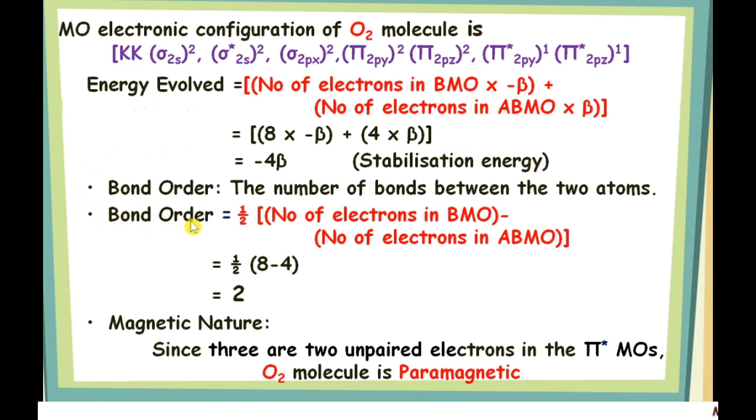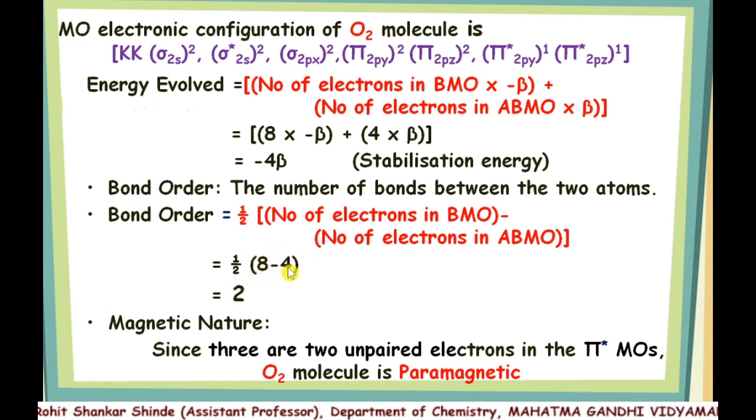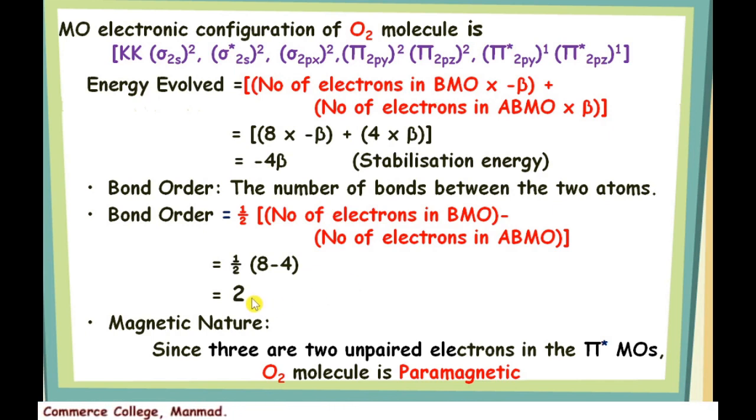Let us calculate bond order. Bond order is given by 1/2 in bracket number of electrons in BMO minus number of electrons in ABMO. So 1/2 in bracket 8 minus 4. So 1/2 in bracket 4, it becomes 2. So bond order 2 indicates that there are 2 bonds between the 2 oxygen atoms of O2 molecule.